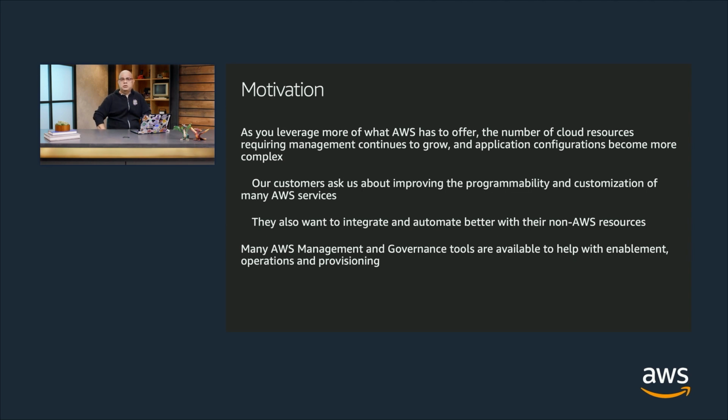It's fairly easy when you're using a few resources to create those resources manually. And AWS gives you the ability to do that through the management console, through APIs, or through a command line interface or CLI. Now, as you leverage more of the services and resources that AWS has to offer, it becomes a little bit impractical to manage all those resources manually. And this is where infrastructure as code comes in. It is a methodology and a mechanism to be able to define your resources in a text file. We call that a template.